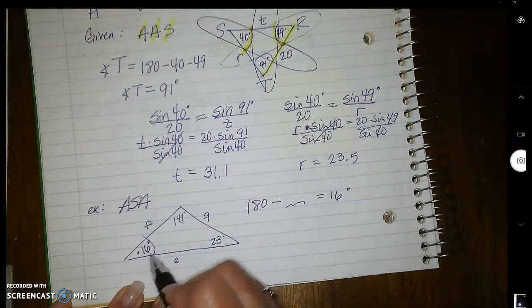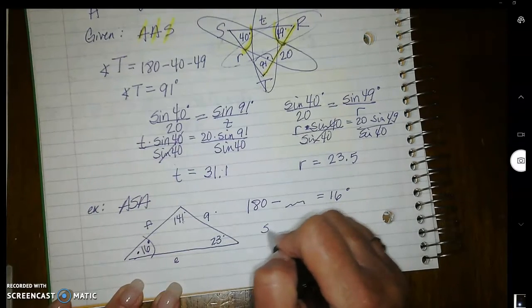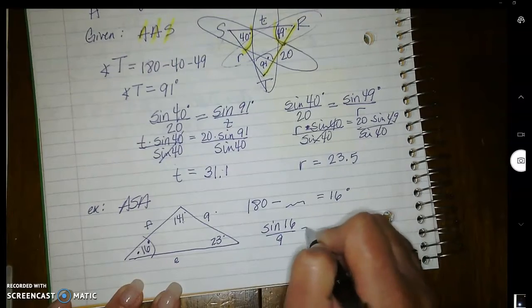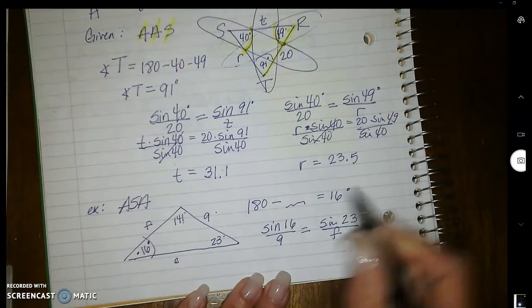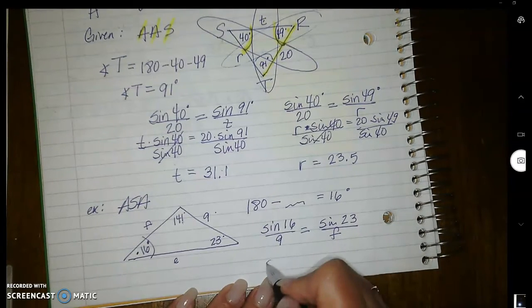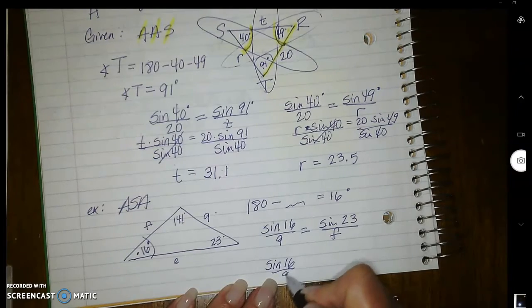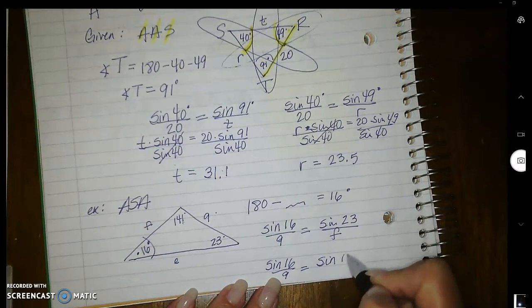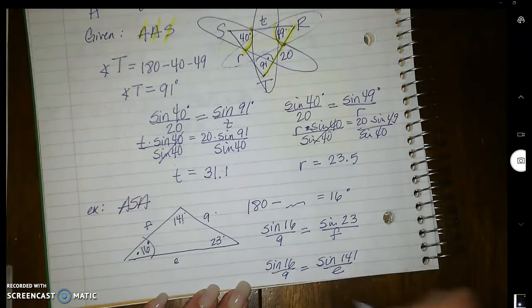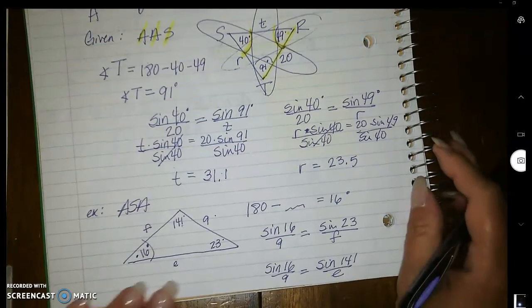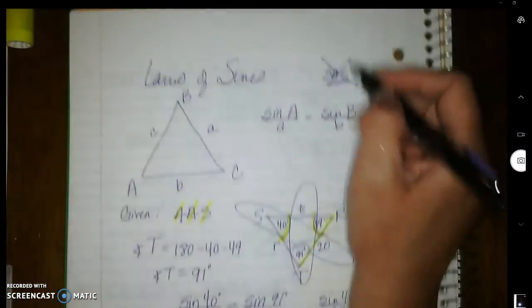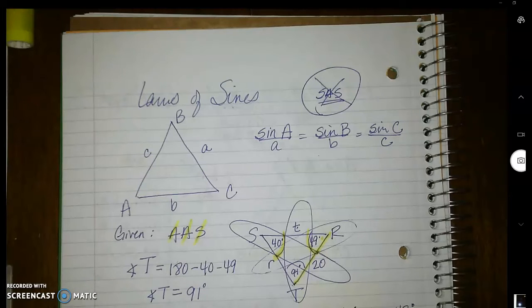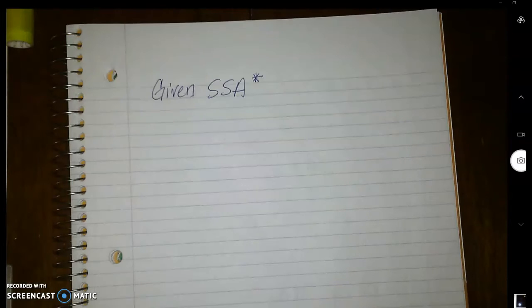And then I'm going to use the sine of 16 over 9. So the sine of 16 over 9 is going to equal the sine of 23 over f. I can do some algebra and figure it out. I can also do the sine of 16 over 9 equals the sine of 141 over e. Do a little bit of algebra and figure it out. So the law of sines works out pretty well when you're given a couple of these things. Remember, side angle side is going to be a law of cosines. That's another day.